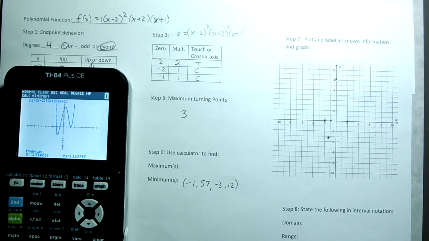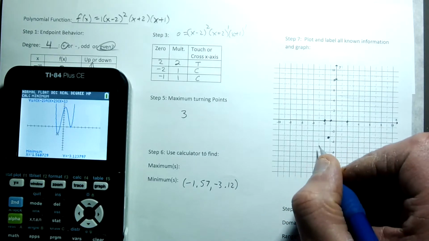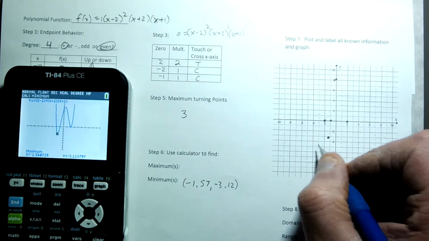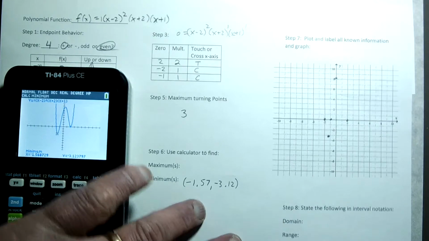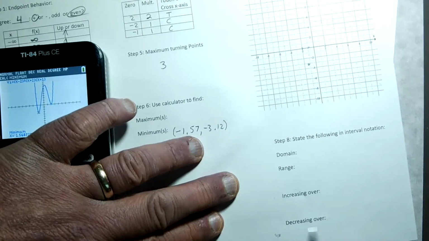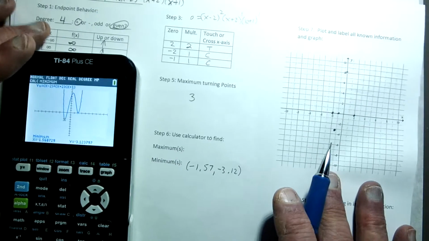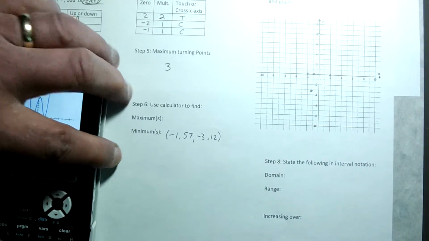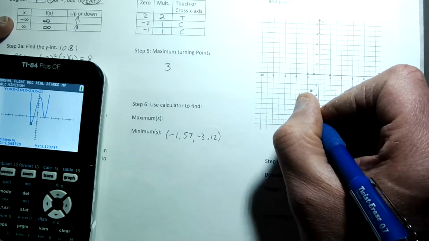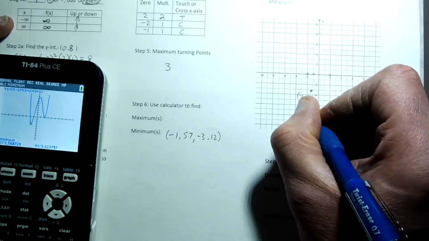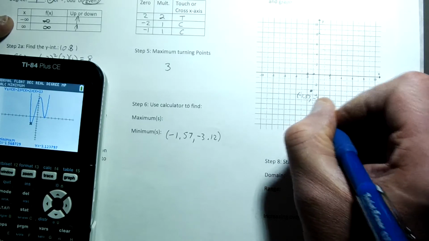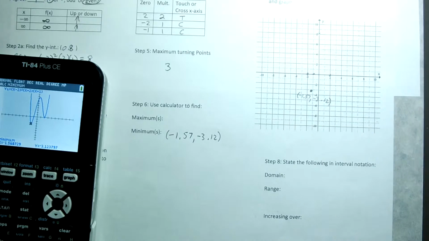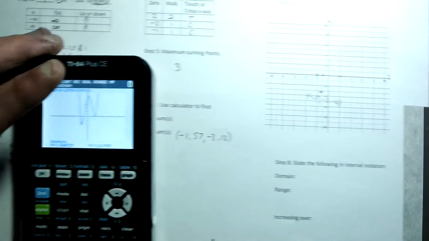Okay, and I'm going to go ahead and actually plot those coordinates because it'll be easier when I go to figure out where the areas of domain and range and increasing and decreasing are. I could see that a little better with having those coordinates right there. So let me put this in here as the point negative 1.57 and negative 3.12.